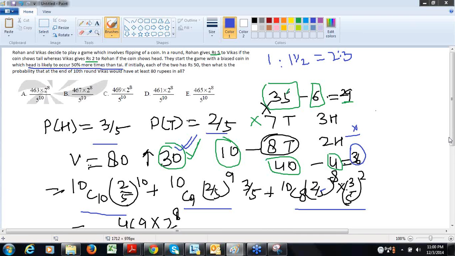Anybody has a problem with this question? Everybody clear with this? Okay.